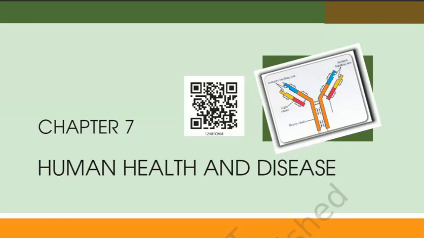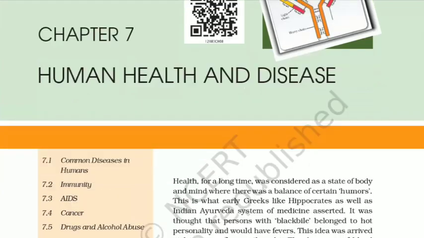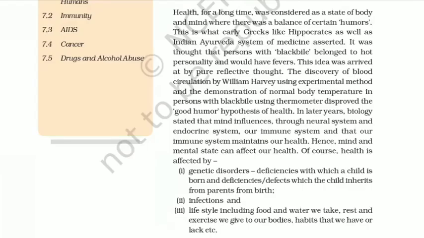Now let's begin with the reading of class 12, chapter 7, Human Health and Disease. Health for a long time was considered as a state of body and mind where there was a balance of certain humors. This is what early Greeks like Hippocrates as well as the Indian Ayurveda system of medicine asserted. It was thought that persons with black bile belonged to hot personality and would have fevers. This idea was arrived at by pure reflective thoughts.